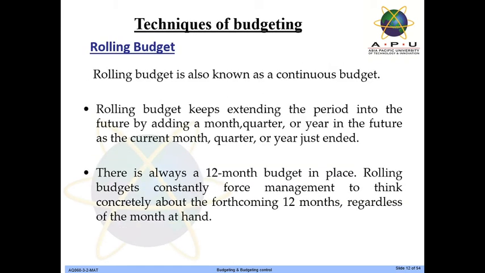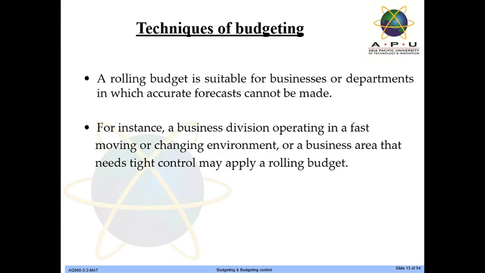Okay, what is rolling budget? Rolling budget is also known as continuous budget. Rolling budget keeps extending the period into the future by adding a month, a quarter, or a year in the future as the current month, quarter, and year just ended. So there is always a 12-month budget in place. Rolling budget constantly forces management to think concretely about the forthcoming 12 months, regardless of the month on hand.